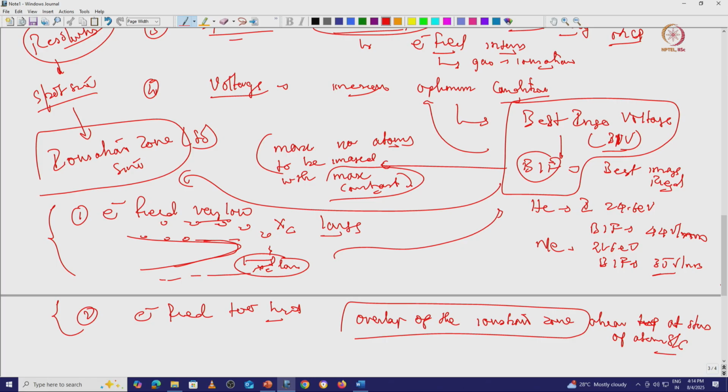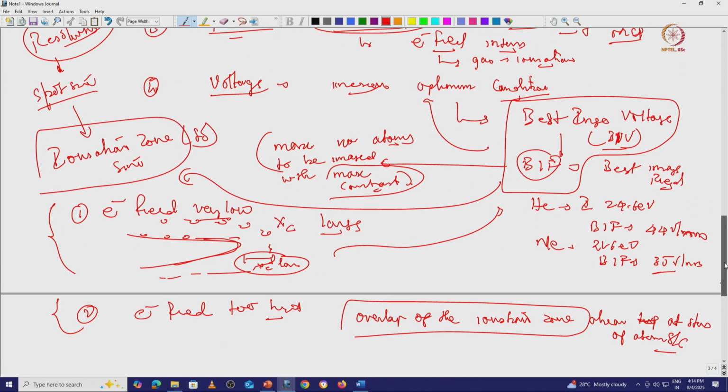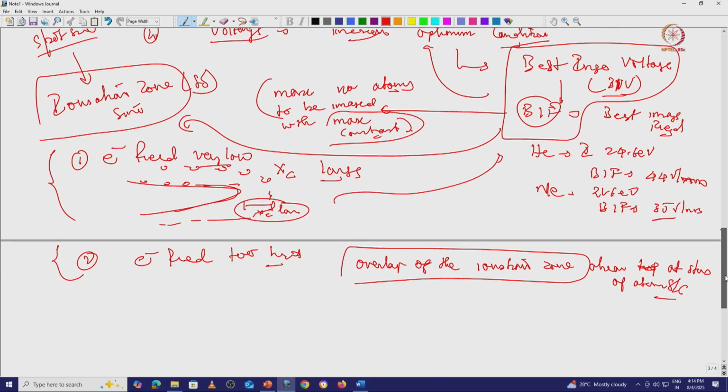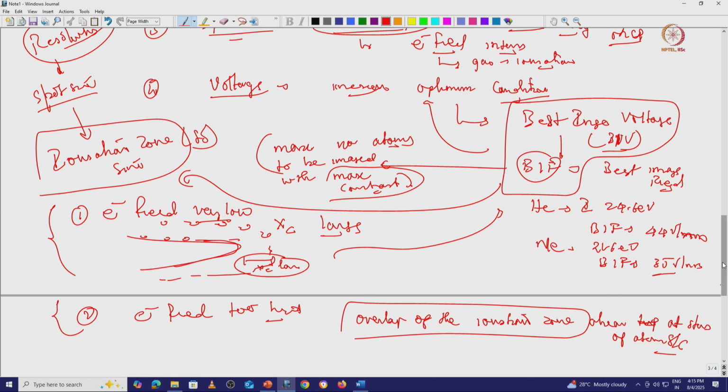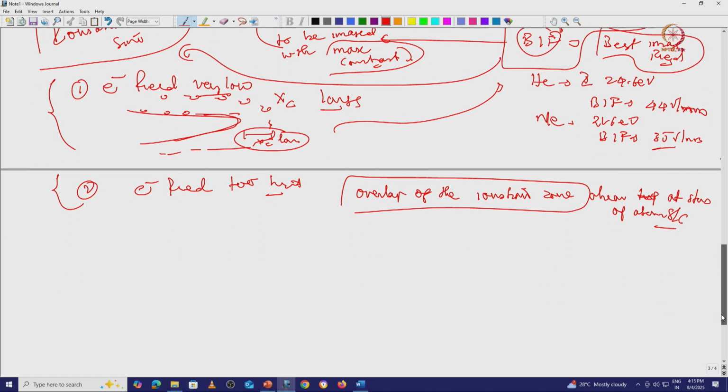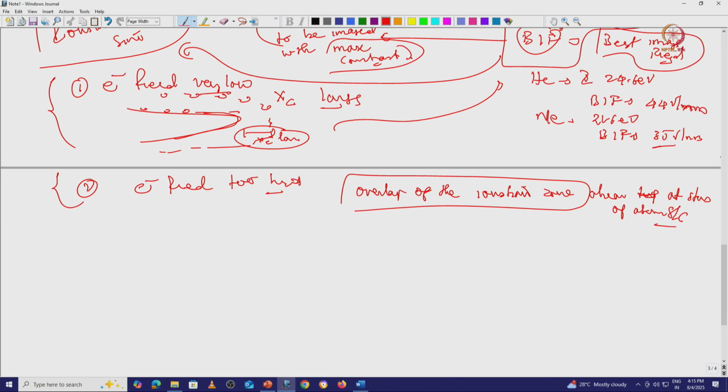Okay, so this is the fourth condition, where the optimum voltage, or the optimum best image voltage or best image field is defined. The fifth point is the sixth point, pulsing. Pulsing can also be used to induce field evaporation in FIM.